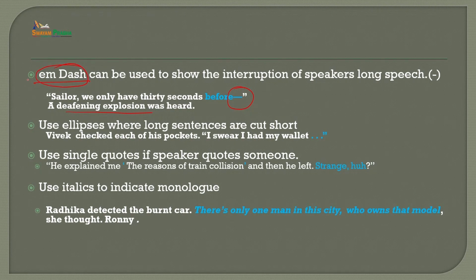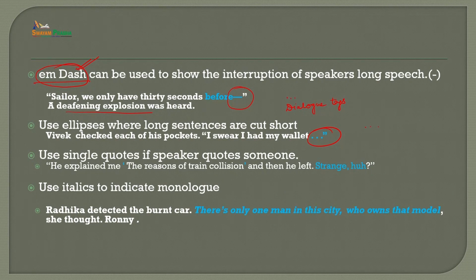My dear learners, please keep in mind, these terminologies might be new for you. Please keep them in mind. You have to use em dash, you have to use ellipses, you have to use dialogue tags. Many things are very important. Use ellipses where long sentences are cut short. This is again a very important thing, ellipses. Ellipses are three dots either in the beginning or at the end, which clearly indicates that it is a long speech which has no end right now. So, we put ellipses over there.